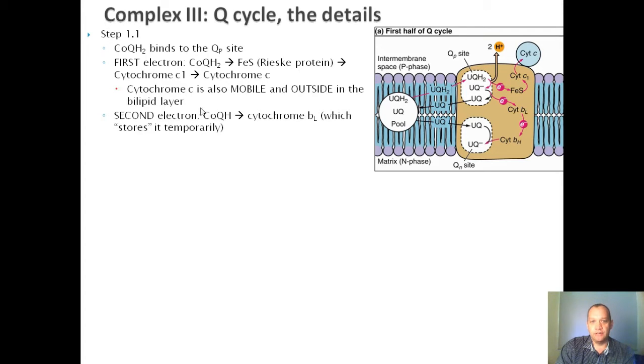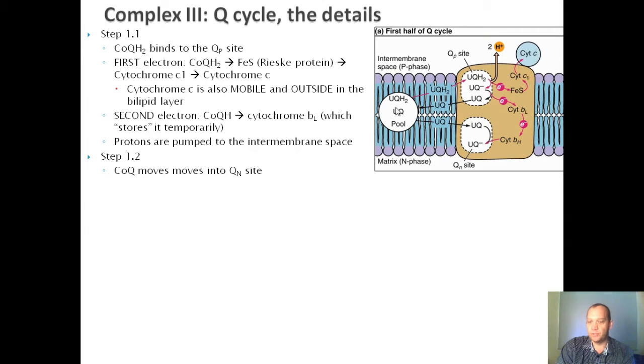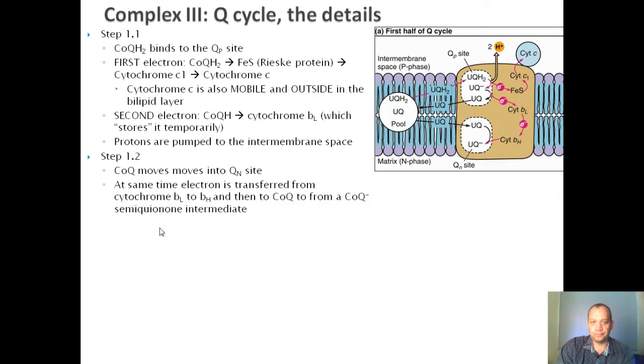The second electron from the reduced coenzyme Q will move on to cytochrome BL, and there it is stored temporarily. Protons are pumped into the intermembrane space at this point, and now an oxidized coenzyme Q moves into the QN site. So again, from the membrane pool of ubiquinones or coenzyme Qs, an oxidized form of the coenzyme will bind to the QN site. At the same time, the electron is transferred from cytochrome BL to BH, and then onto this oxidized coenzyme Q.